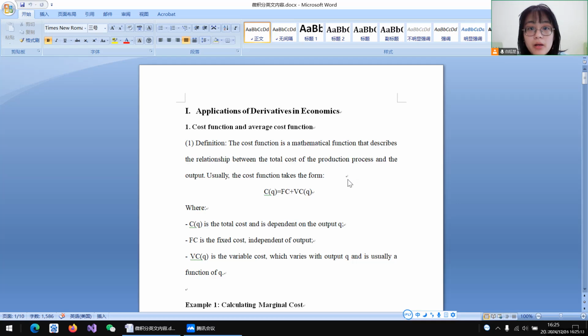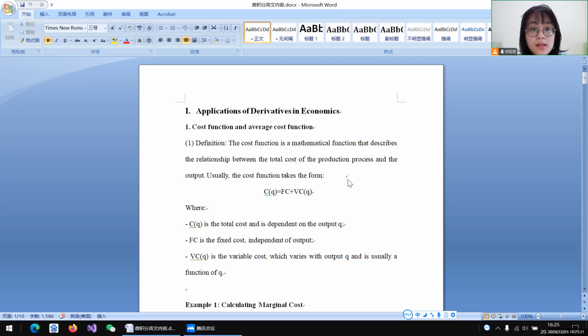Today I will talk about the applications of derivatives in three parts. And the first one is about the applications of derivatives in economics. First, cost function and average cost function.